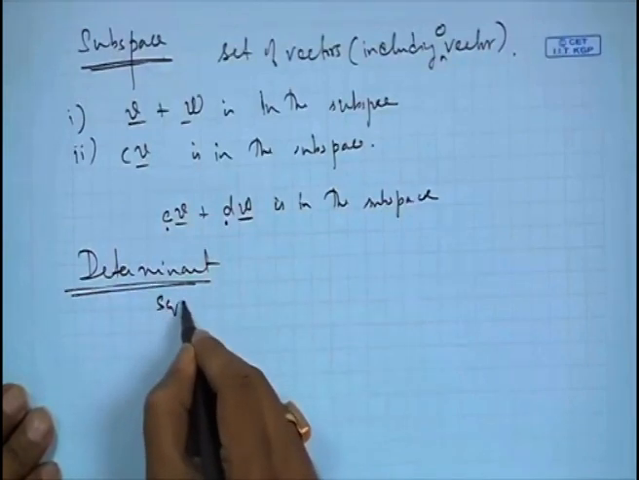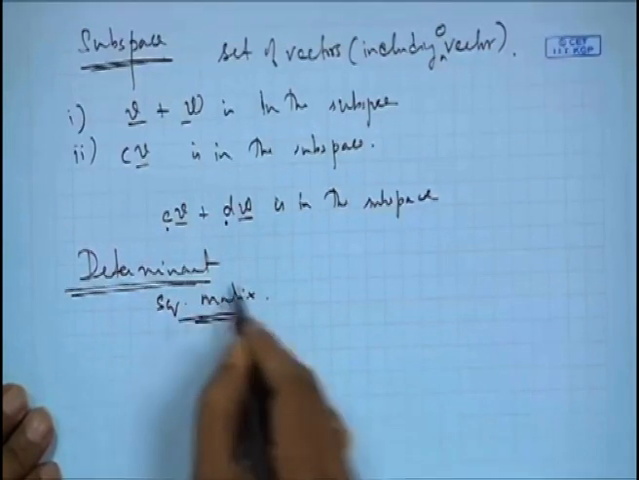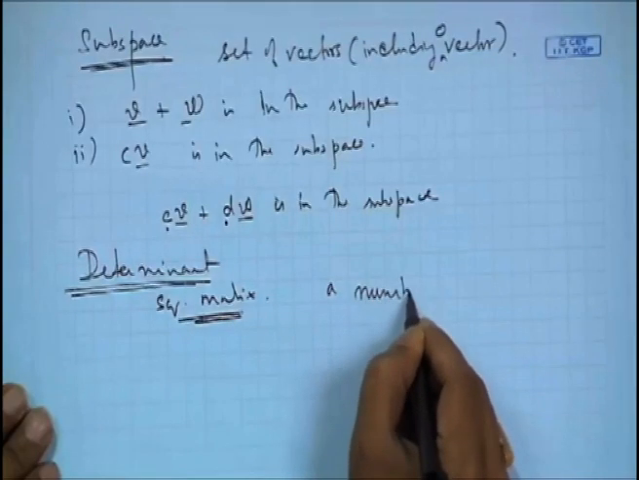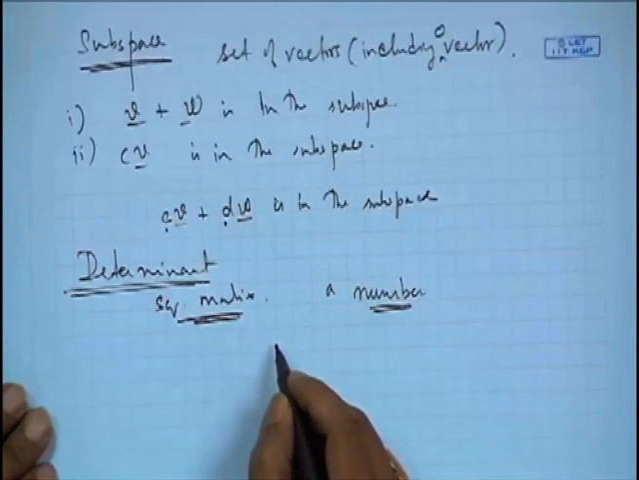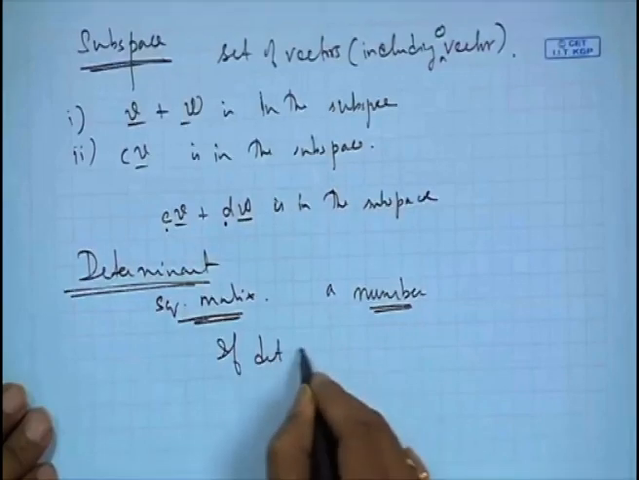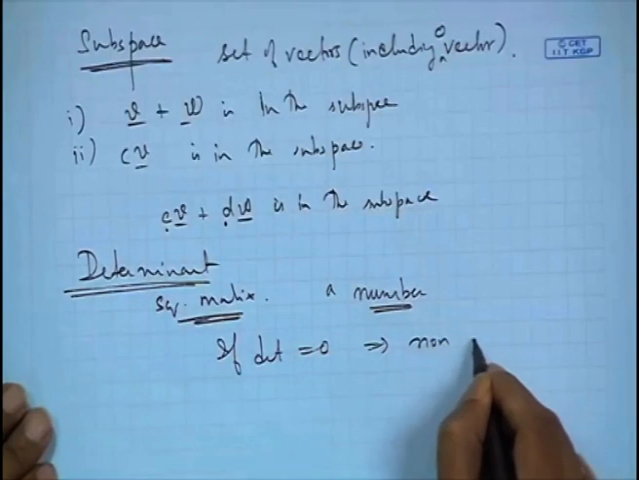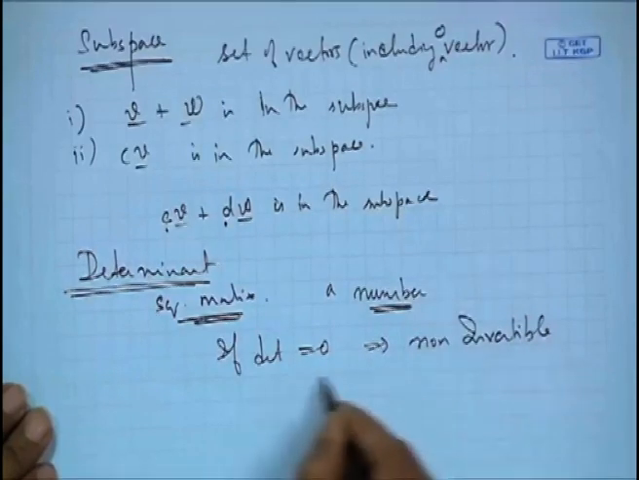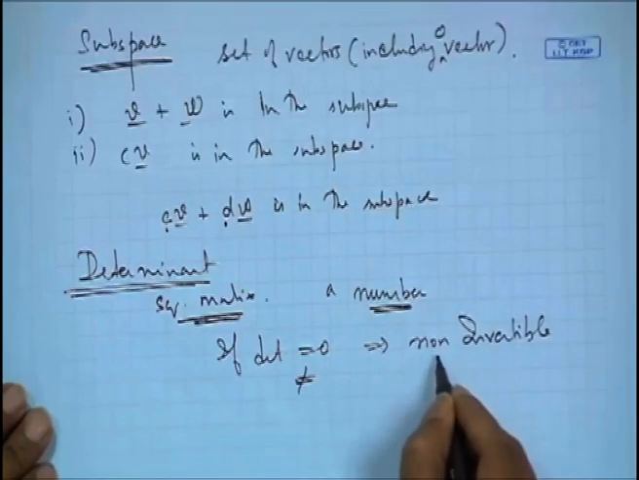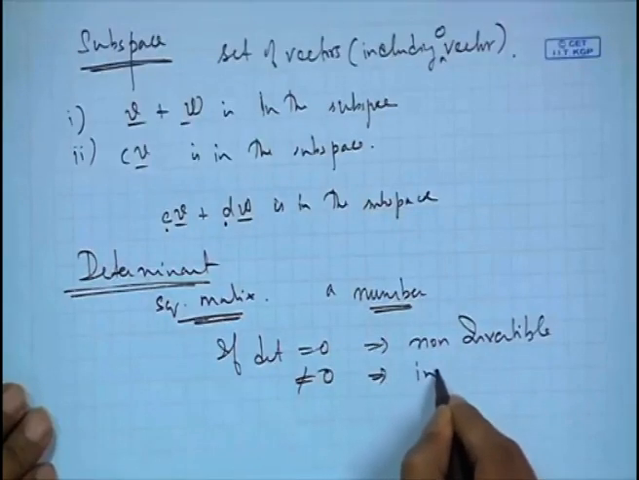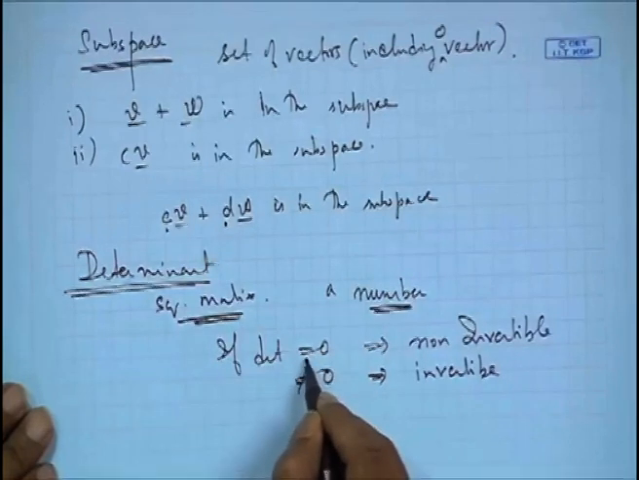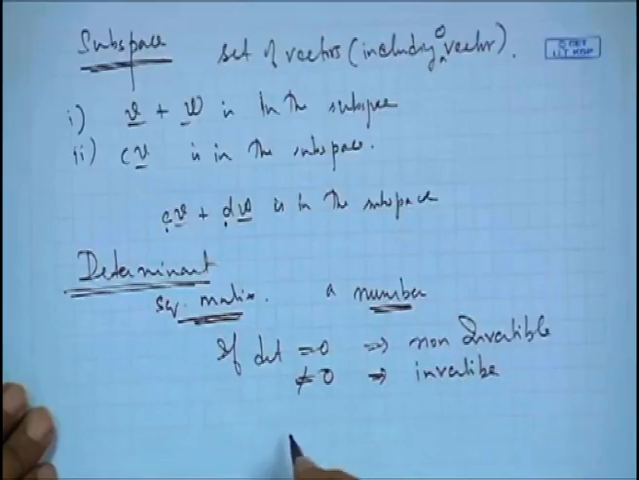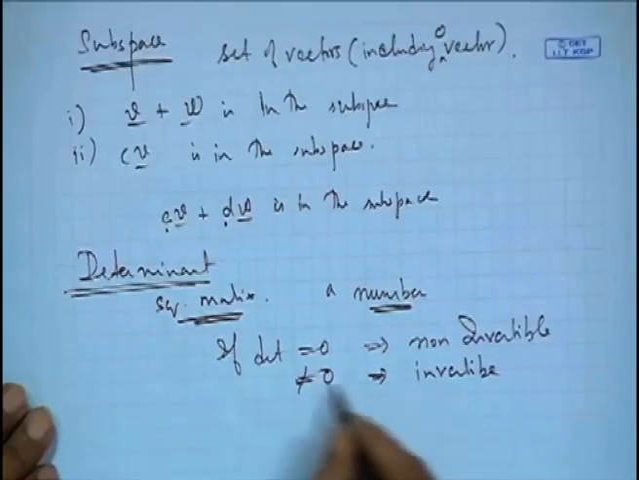If we have a square matrix, the determinant is a single number. This is very important: determinant is not a matrix, it's a single number. It tells us whether the matrix is invertible or not. If the determinant is equal to 0, it implies the matrix is non-invertible, and if it is not equal to 0, it means it is invertible. So if you calculate the determinant and find that it is 0, you will never be able to invert the matrix, because the inverse is the adjoint of the matrix divided by the determinant. So this is very important.